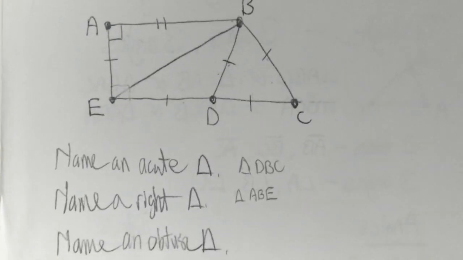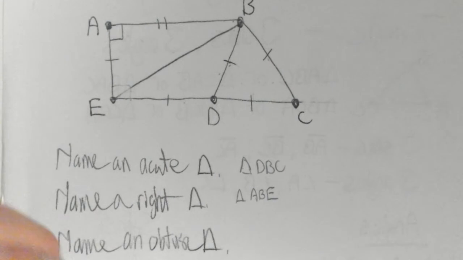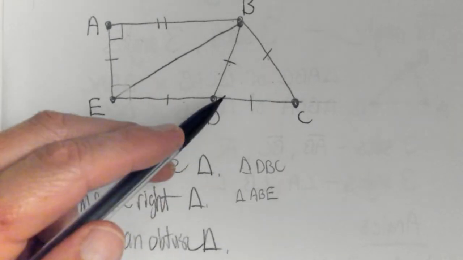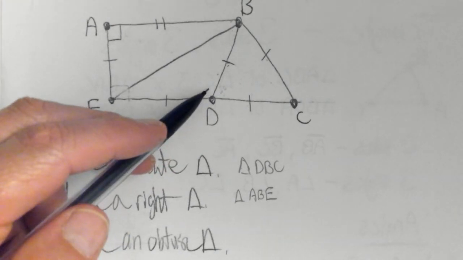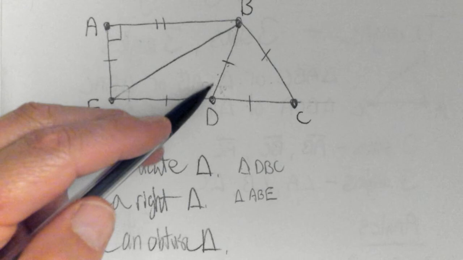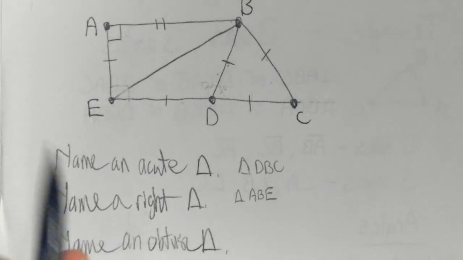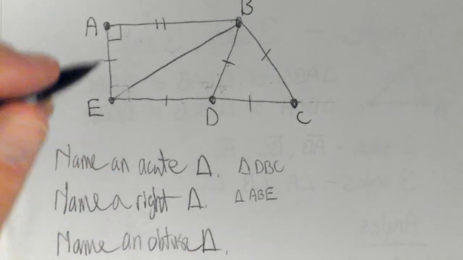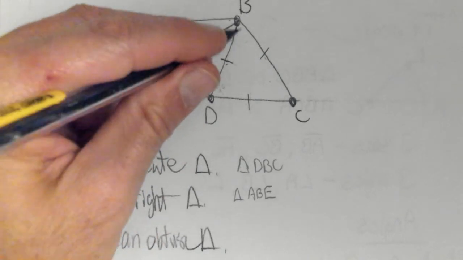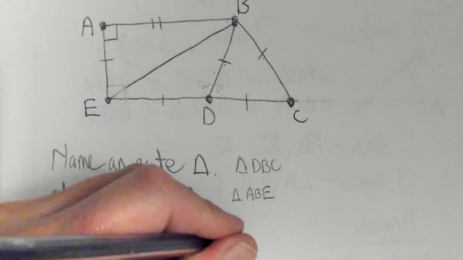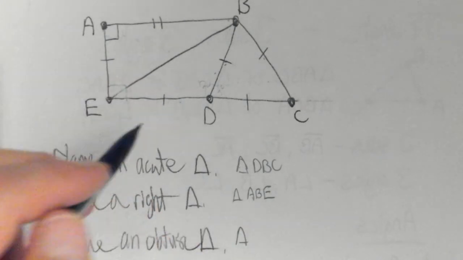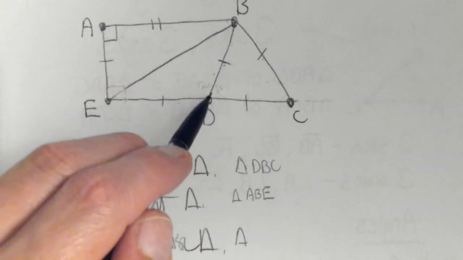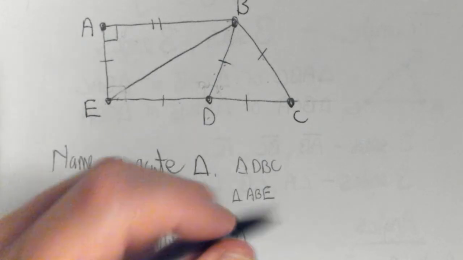Okay, the next one, name an obtuse triangle, one where the angle is more than 90. Since this is a linear pair, if this is going to be 60, then this is going to have to be 120. And we know that 120 is more than 90. So I'm going to name this triangle as my obtuse triangle, and we'll call it triangle EBD.